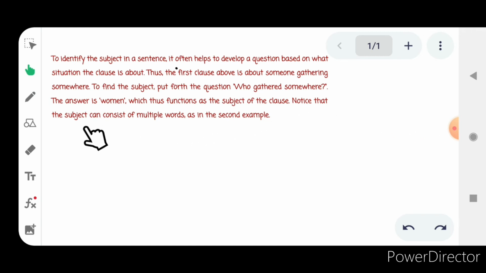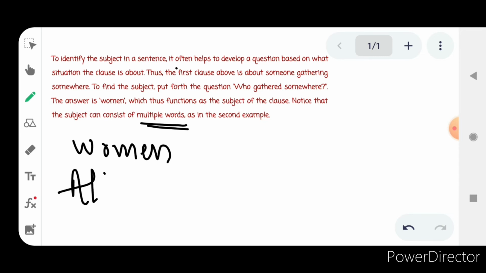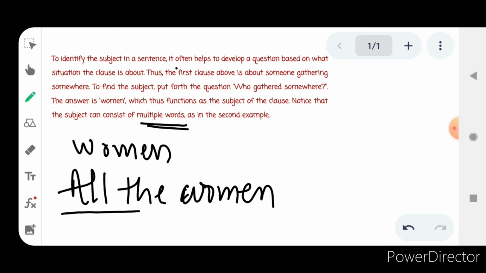Notice that the subject can consist of multiple words, as in the second example. In the first example, women gathered, there is only one word, women. But in the second example, all the women gathered. This is the whole subject there. So it's very important to differentiate between this.